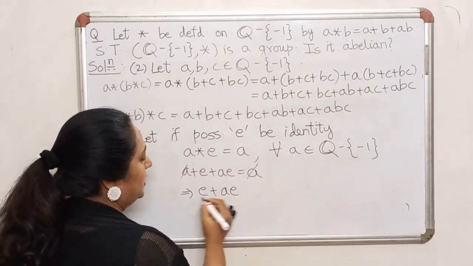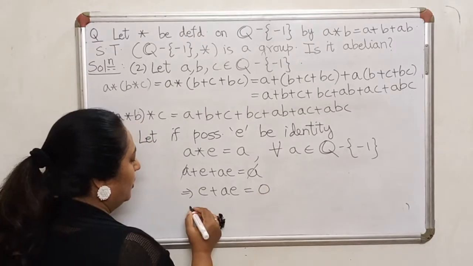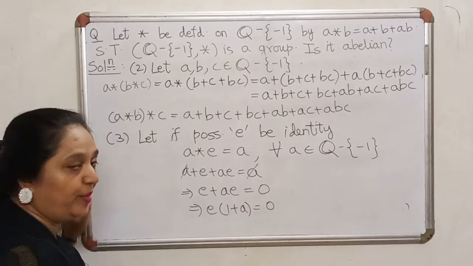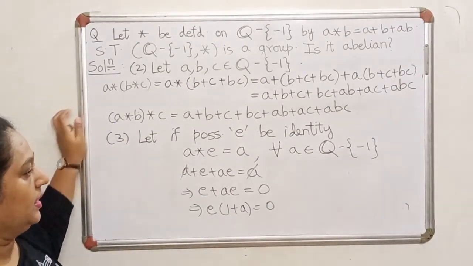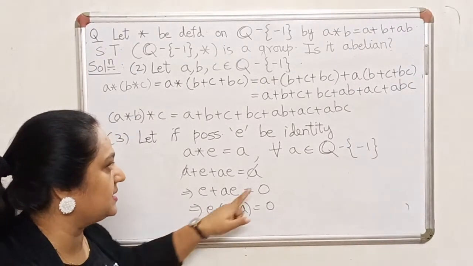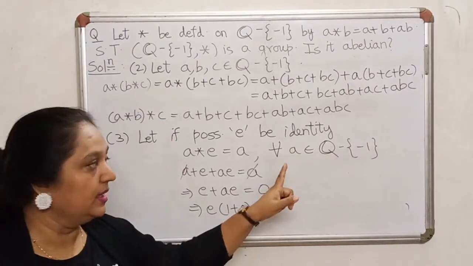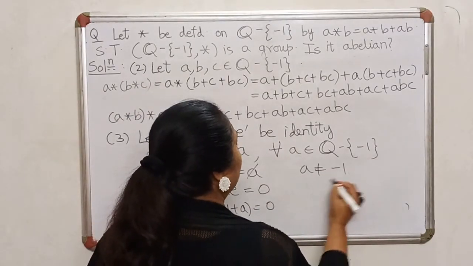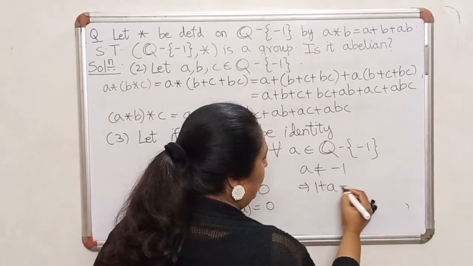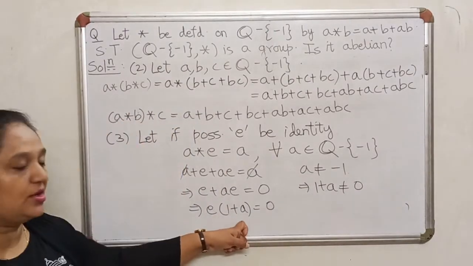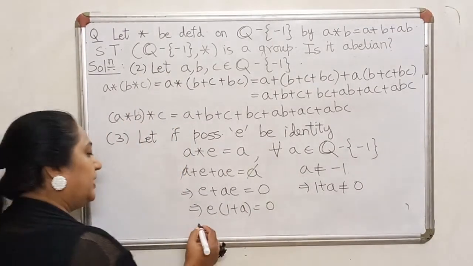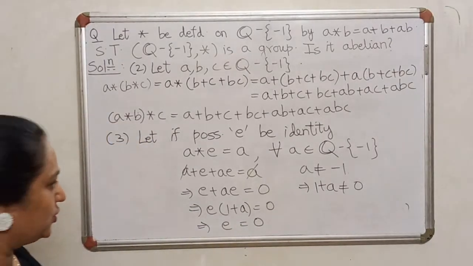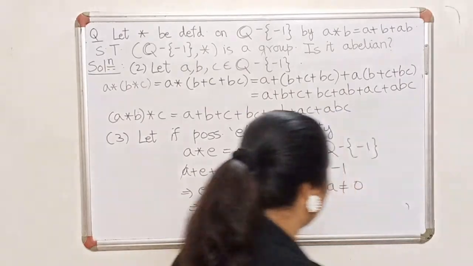You will get E plus A into E equal to 0. And that means E into 1 plus A is equal to 0. And now be careful. I have to prove that this is satisfied for all elements in the set. Now when I say A is in this set, I know that A is not equal to minus 1. That means 1 plus A cannot be equal to 0. And since it is not equal to 0, it is perfectly okay for me to take it on the other side. And I can claim, so if 1 plus A is not 0, E has to be equal to 0.